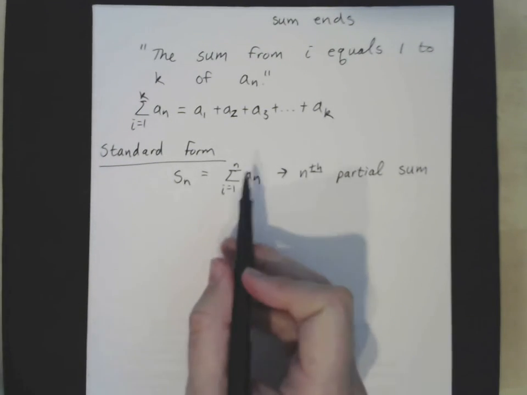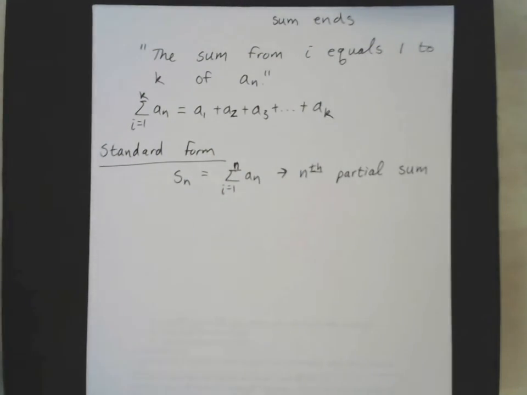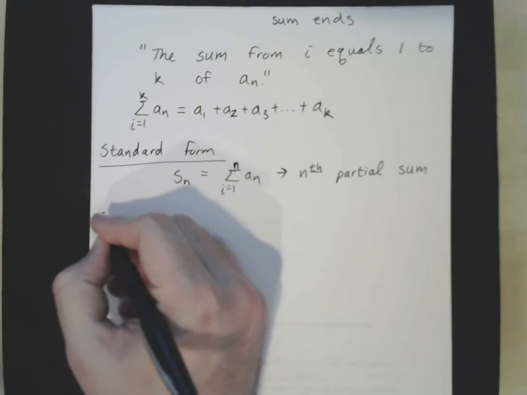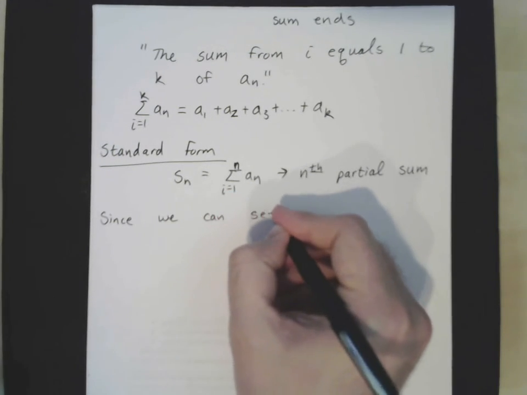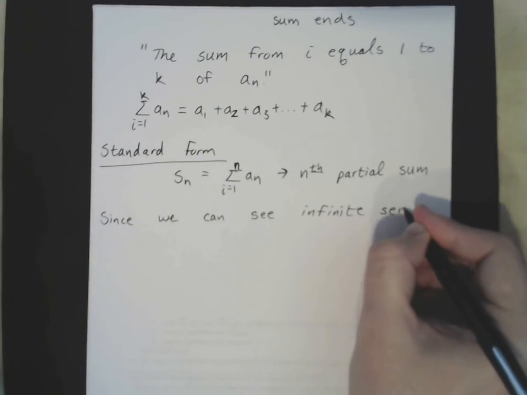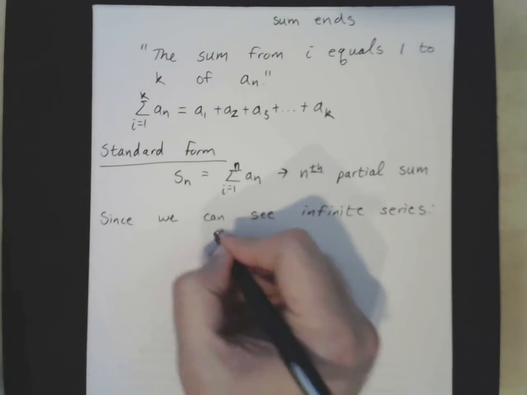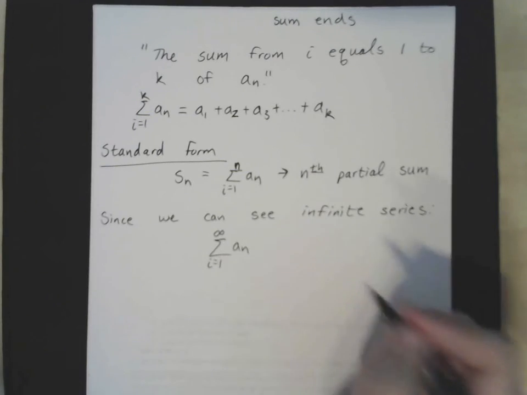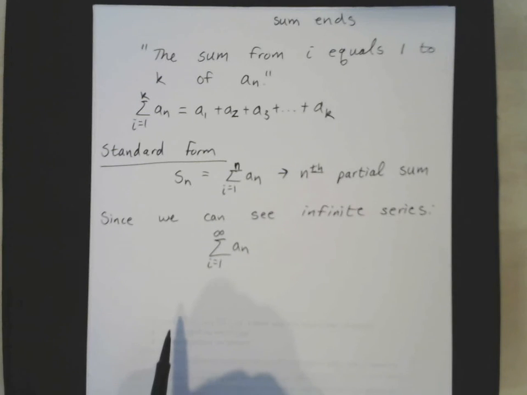So you can change your n, and that tells you what to change. The reason we use the standard form here with the partial sums is because we can't have infinite series. Since we can't see infinite series, i equals 1 to infinity of a sub n. So we use the partial sum notation a lot of times when we're talking about infinite series because we don't want to add up infinite things.